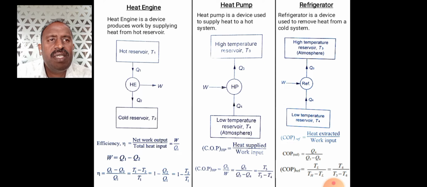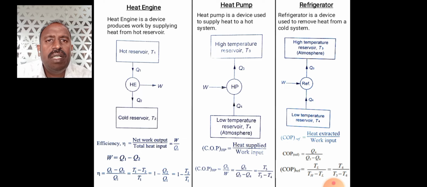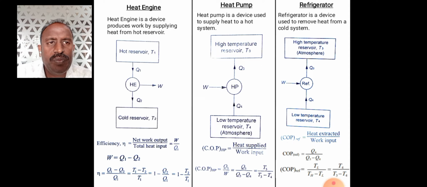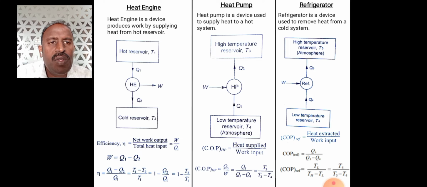A heat pump is a device used to supply heat to a hot system. It is pumping the heat from your atmosphere to your room. You can take the higher temperature T3 as our room and the lower temperature as the atmosphere. The heat is pumped to your room from the atmosphere with the help of external work supplied. So T4 will be the atmosphere, T3 is your room, and in the heat pump you are supplying the work.